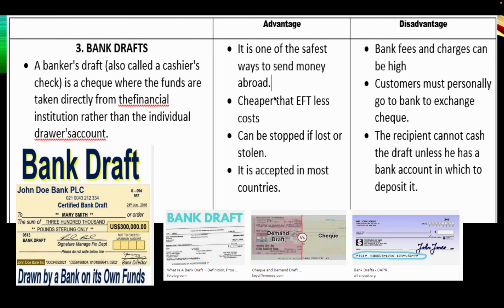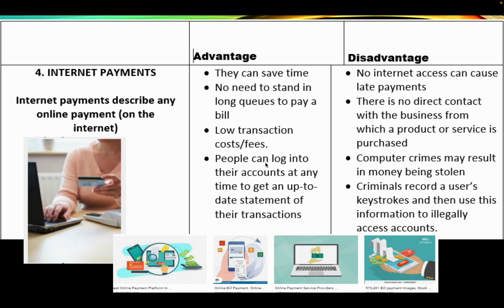Okay, then we move to the fourth one, which is, as we indicated, we have 7. So internet banking describes any online payment on the internet. So this online payment is something you can do on your laptop, on your phone as well, which is internet payment. So the advantages of internet payment are that they save time.